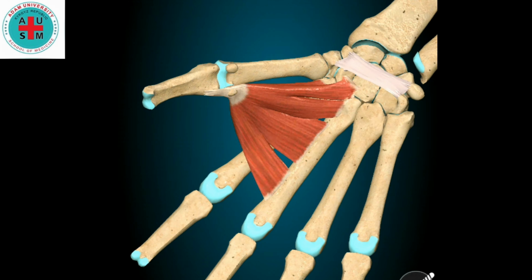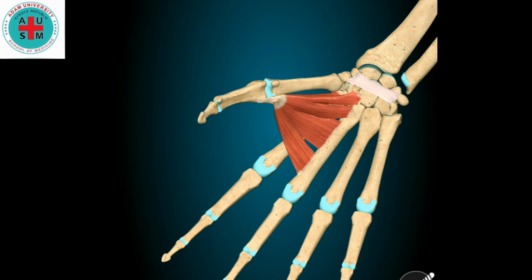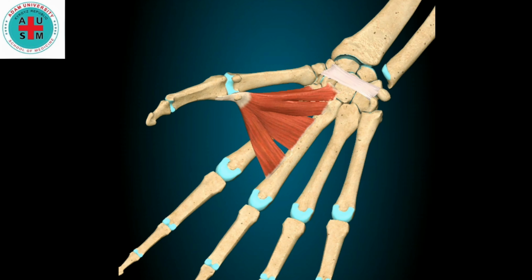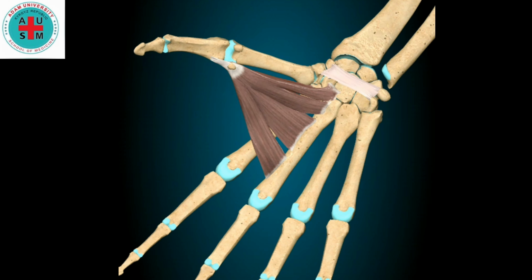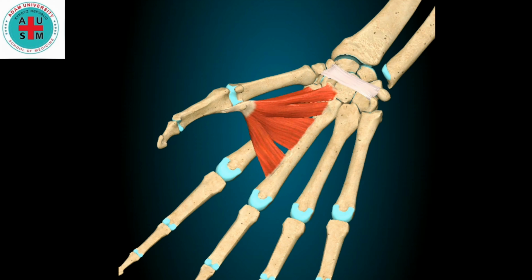Now we will discuss the adductor pollicis muscle. This muscle is also known as adductor of the thumb. This muscle originates from the second and third metacarpal bones and is inserted into the base of the proximal phalanx of the thumb. And this muscle plays an important role in the adduction of the thumb. So this is the function of the adductor pollicis muscle.